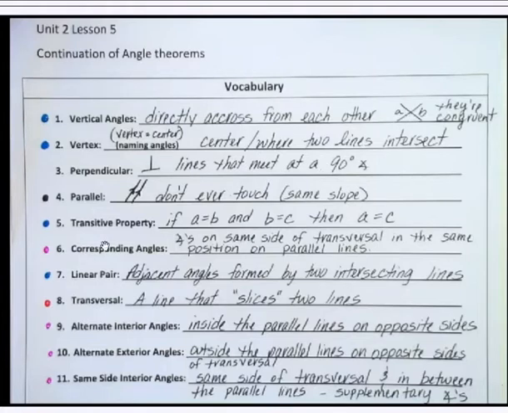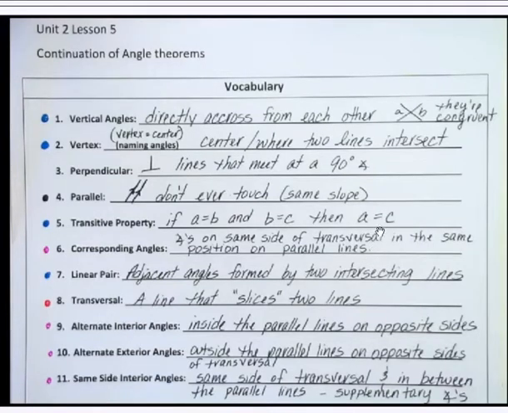And then the transitive property is a property that you learned in Math 1, and it says that if A equals B and B equals C, then A should also equal C, okay?